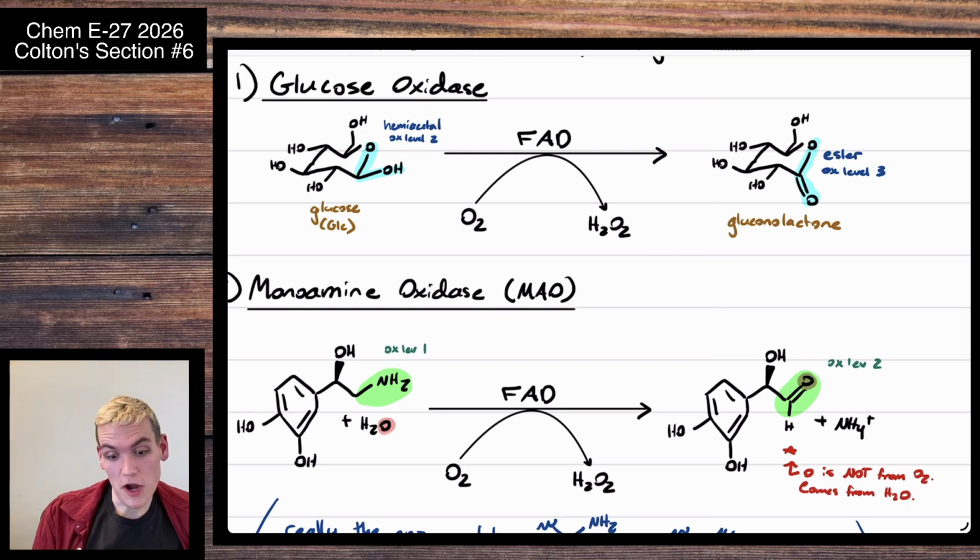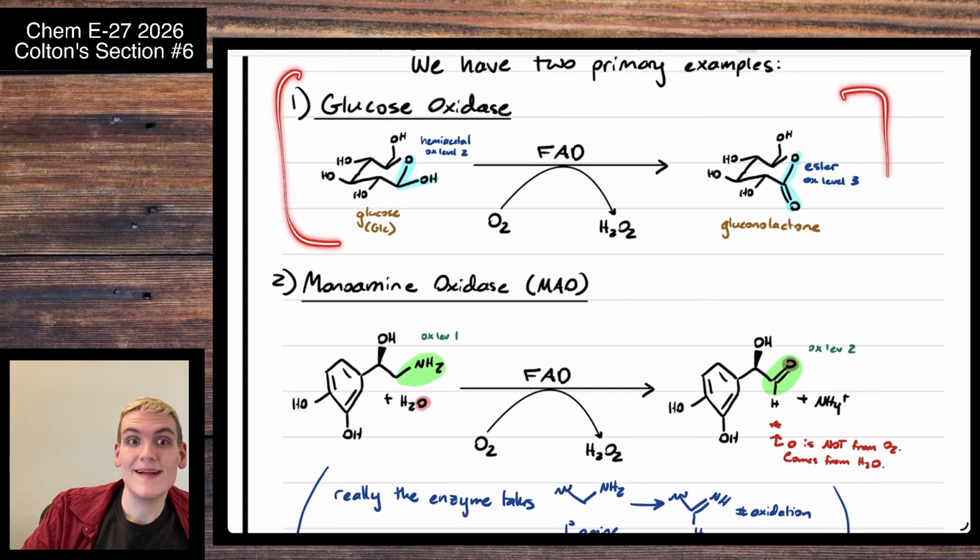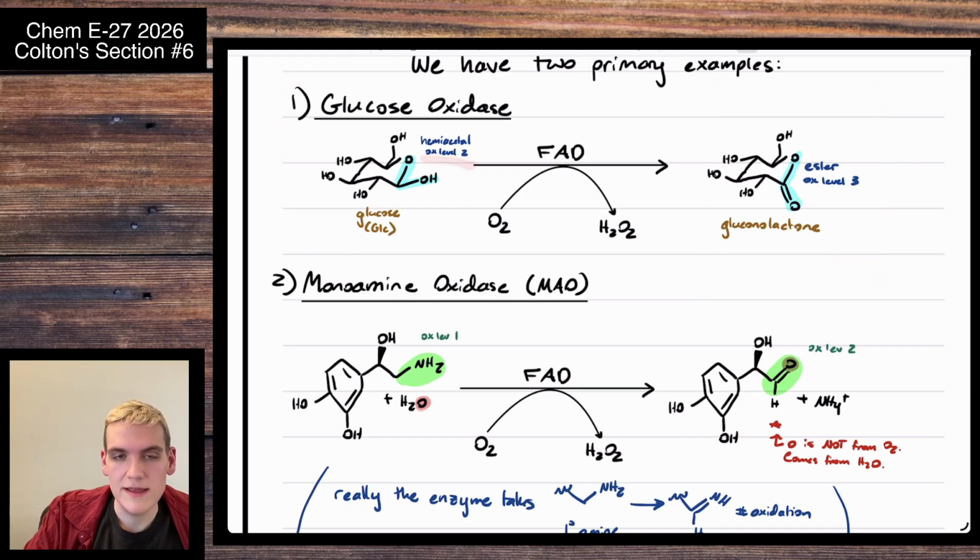So, okay, the first type here feels like a really classic oxidation, right? It's very clearly oxidation level 2, very clearly oxidation level 3, and also very clearly, we did not add an oxygen. These are the same oxygens. So we oxidized this carbon here.